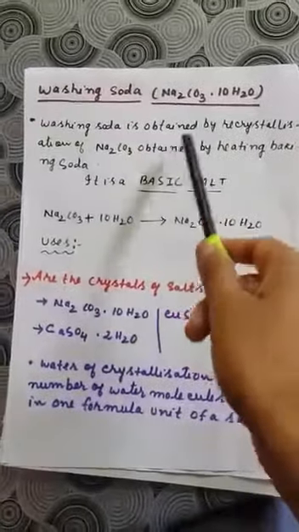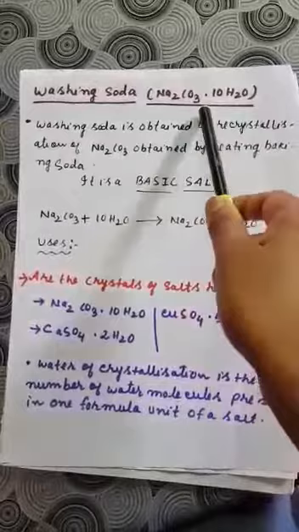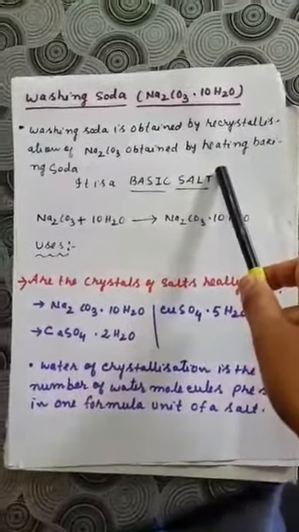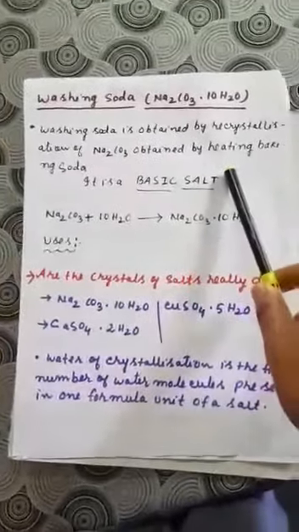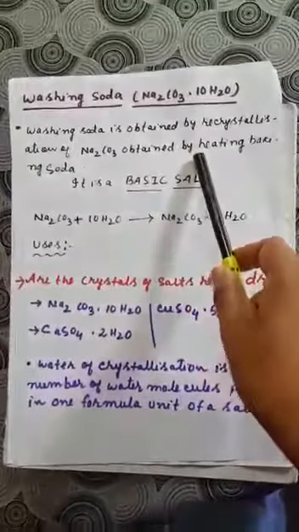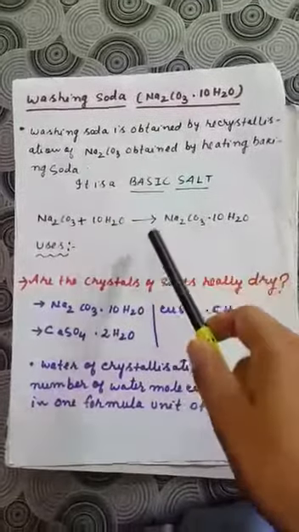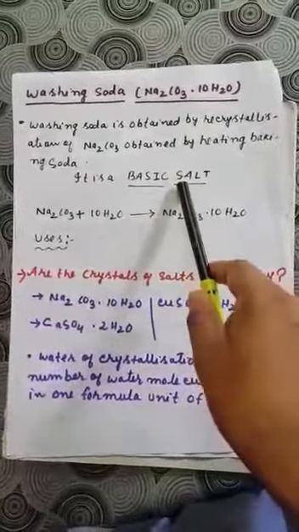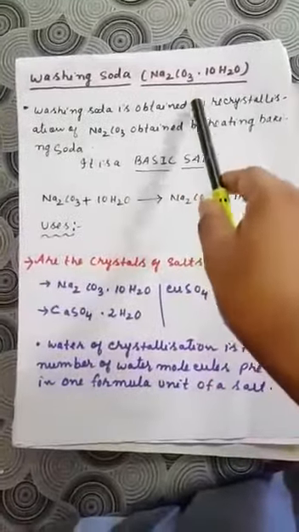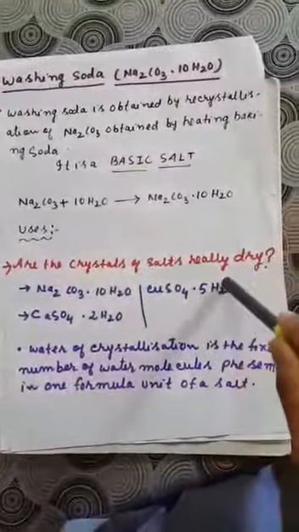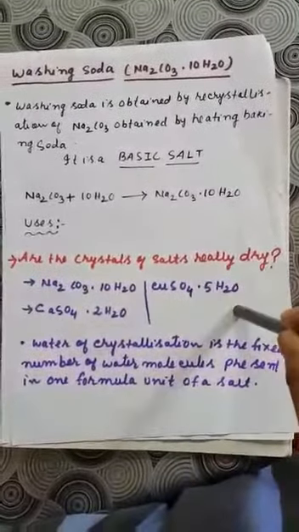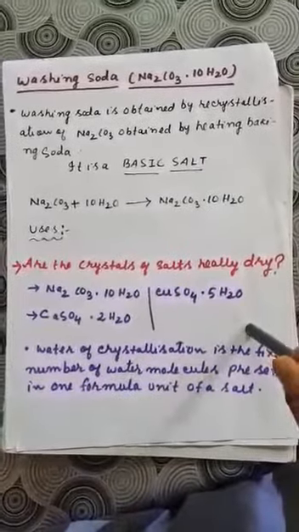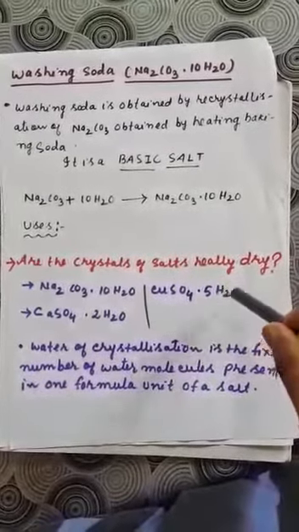Next is washing soda. The formula is sodium carbonate with 10 water of crystallization. Am I clear? When we heat baking soda, we get sodium carbonate. When we recrystallize this sodium carbonate, we get sodium carbonate with 10 water. It is a basic salt, and the chemical formula is this. Now, are the crystals of salt really dry? We purify the salt by the crystallization method, and when we get the crystals, they seem dry, but are they really dry?